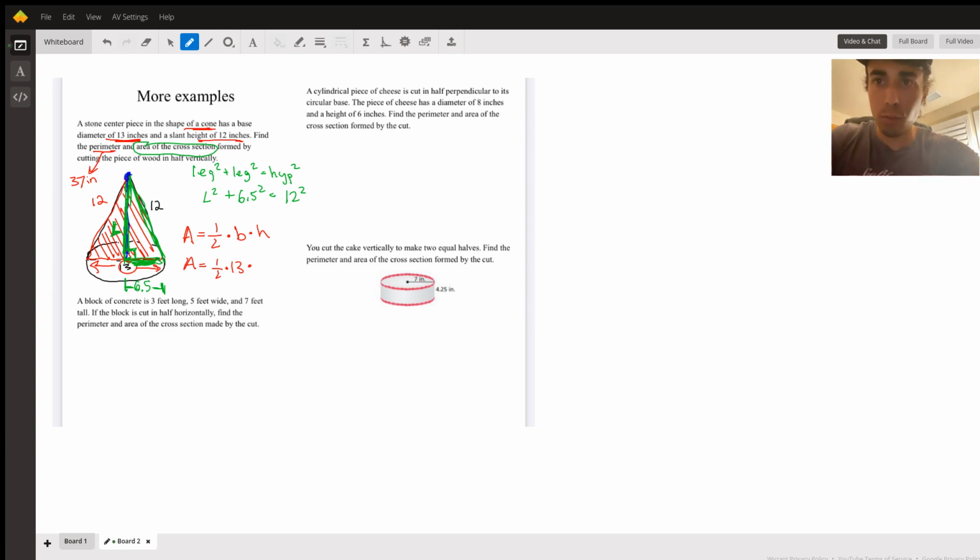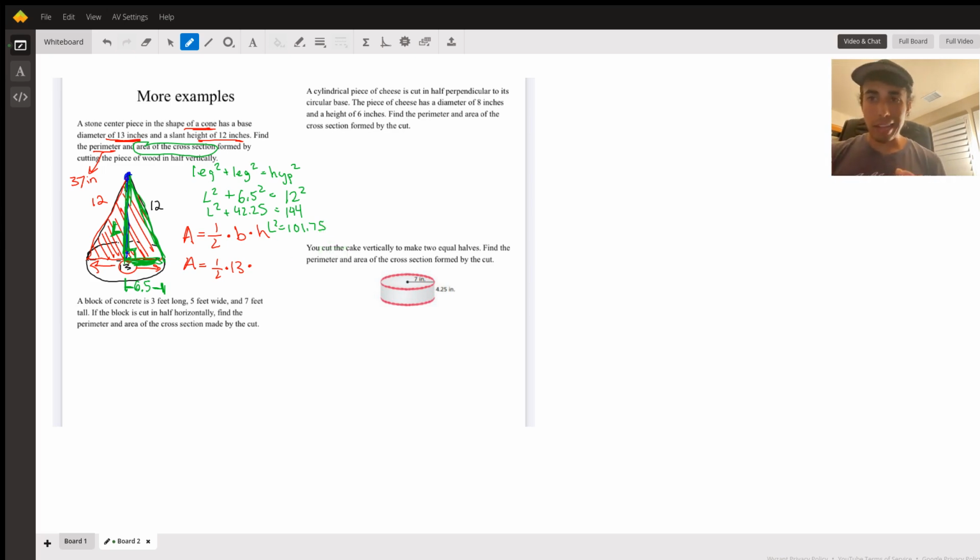And that is 42.25. So we've got leg squared plus 42.25 equals, and then 12 squared, or 12 times 12, is 144. Okay, we're going to subtract 42.25 from both sides. You're going to get L squared equals 101.75.